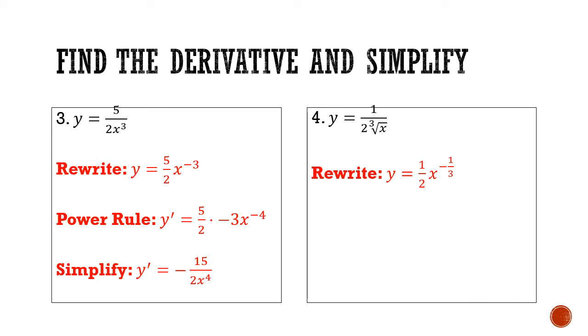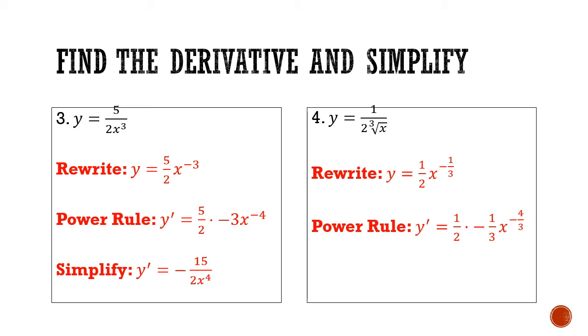We can now apply the power rule. So you still have the 1/2 that's being multiplied, but apply the power rule to the x to the negative 1/3, and it'll be negative 1/3 x, and then subtract 1, and you get negative 4/3 for your new exponent. And then finally simplify by multiplying 1/2 times negative 1/3 to result in negative 1/6.